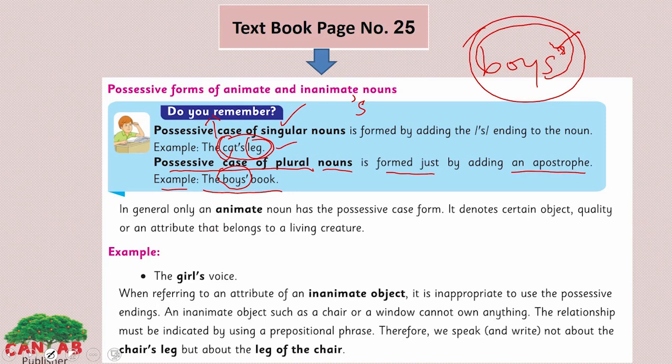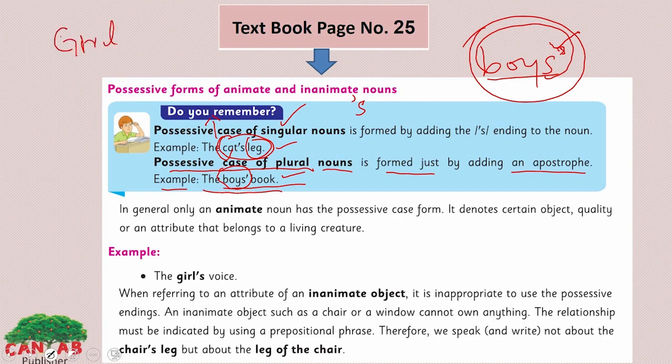We have discussed the singular and plural concept in our previous unit number 1, so I hope you know all these things. So what we do, boys' book. Here the boys are plural, lots of boys, many boys. And the book is one, the boys' book. Here the book belongs to the boys. Boys are the owner of their book here. There is a relationship between the boys and the book, and boys are the owner of this book. So here it shows possessive plural nouns.